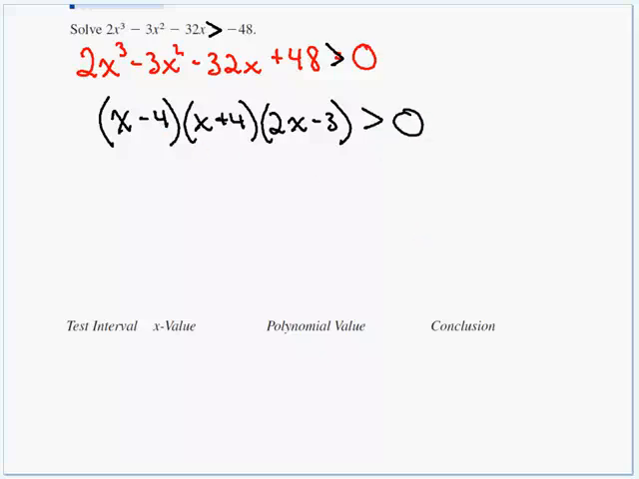So if we set each of these separately equal to 0, here we're going to get x equals positive 4. For the next factor, x equals negative 4. And when we set this equal to 0, we're going to add 3 to both sides and then divide by 2. So we're going to have a 3 divided by 2. X is 3 halves. So let's write those in ascending order. The smallest, of course, is going to be negative 4. And then we're going to have 3 halves. That's 1 1/2. And then we're going to have positive 4.